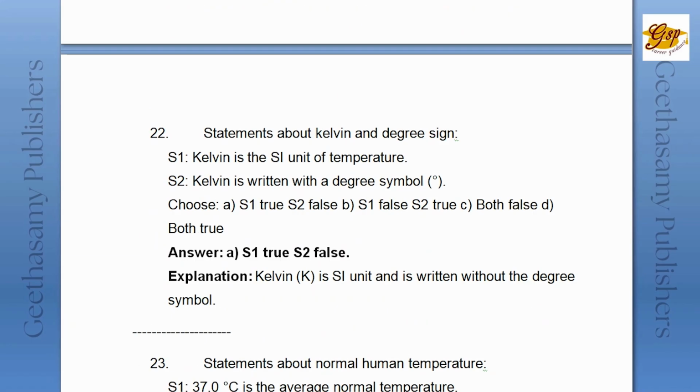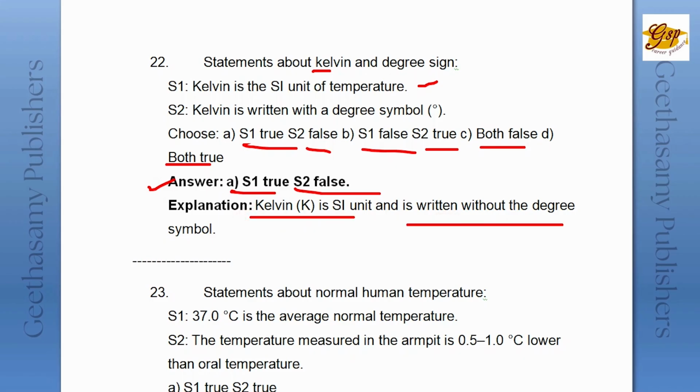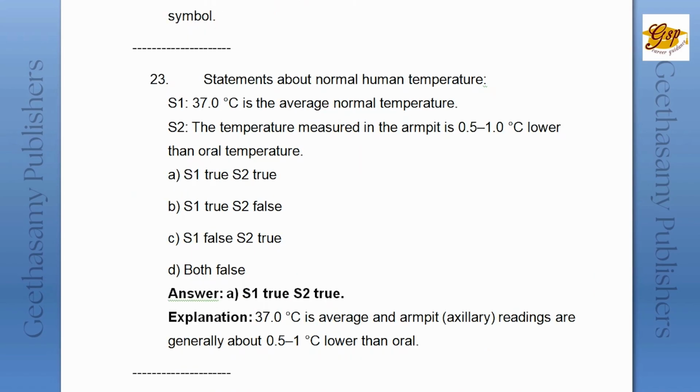Right? Then 22nd question. The statement about Kelvin and degree. Statement 1. Kelvin is the SI unit of temperature. Statement 2. Kelvin is written with the degree symbol. Choose S1 true, S2 false; S1 false, S2 true; both false; both true. The correct answer is A, that is S1 true, S2 false. So Kelvin is written as K. It's an SI unit written without the degree symbol. That's it. Right? Fine.